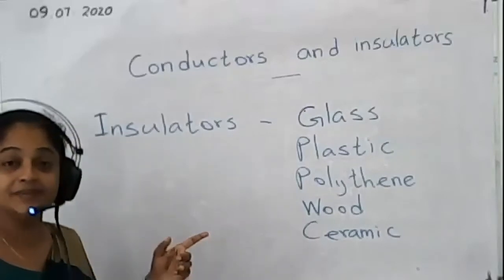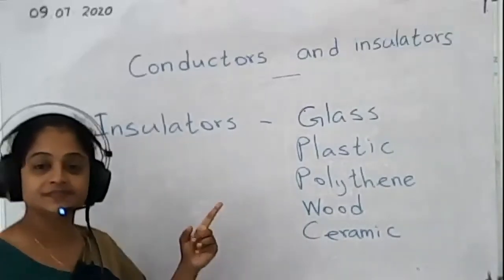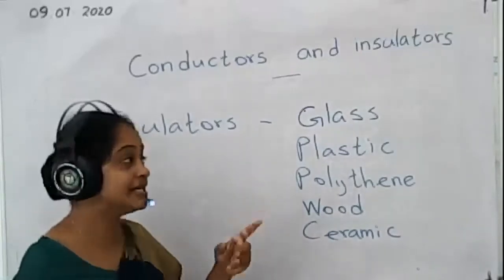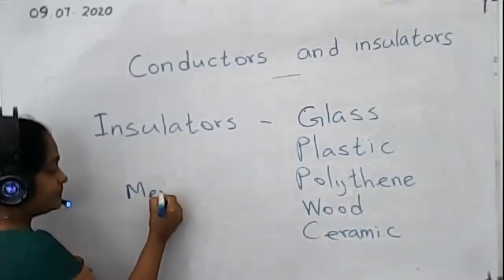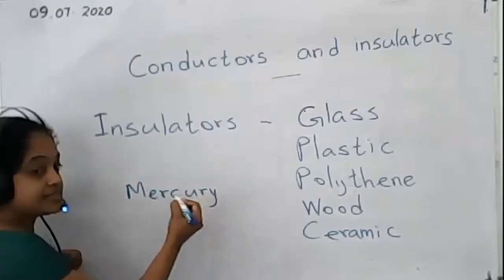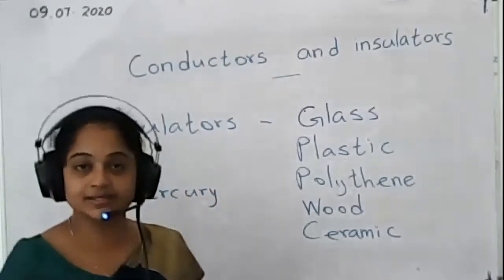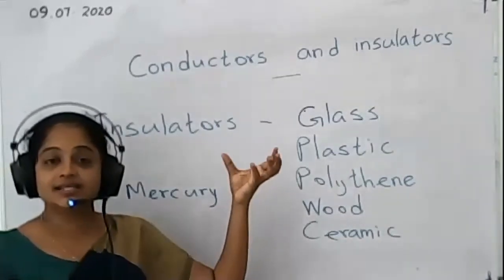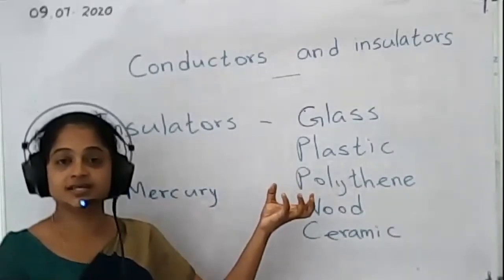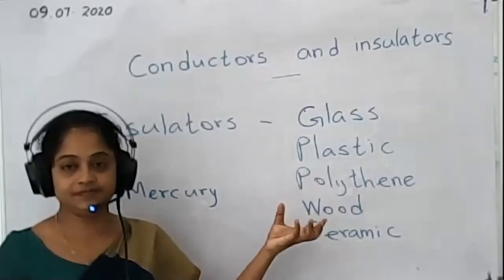You can write mercury for conductors. Yes. You can write mercury for conductors. The previous point, mercury. Mercury is a conductor. Mercury is a metal, liquid metal. Right? And Putala, there are some solutions that conduct electricity.